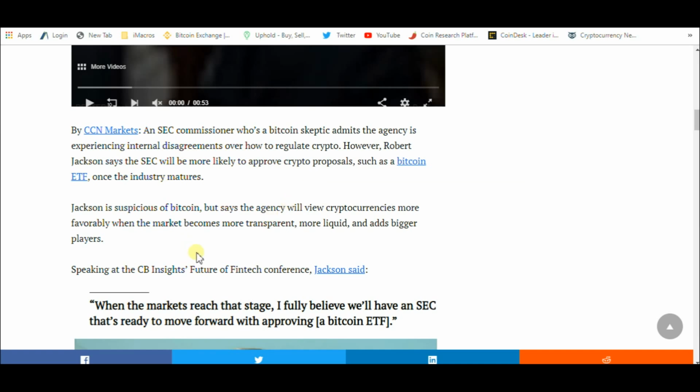And he goes on, he says he's suspicious, but says the agency will view cryptocurrencies more favorably when the market becomes more transparent, more liquid, and adds bigger players. In other words, they're going to wait until these big Wall Street players come in, because those are the guys they're going to let make the big money on it. That's me talking. Yeah, of course, until the market's bigger and more liquid, that's when they're going to approve. Because until the Goldman Sachs and all the big guys are positioned to make the big bucks off of this, they're not going to approve it.